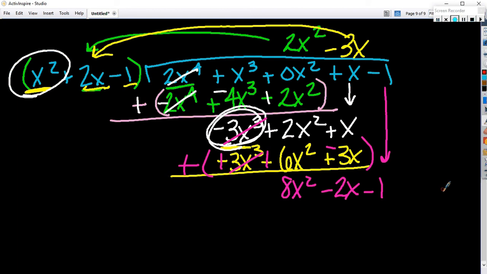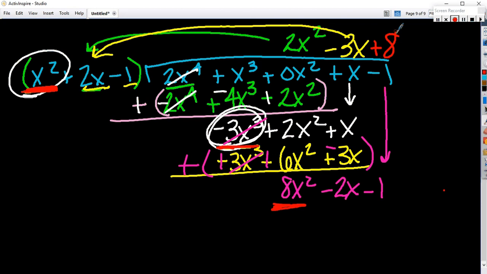Up top, you're always looking, what do you multiply x squared by to get negative 3x squared? 3x cubed, I'm sorry. Same thing, I'm fixing to do the same thing again. What do I multiply this by to get this? 8, right? Just 8. It goes in the constants column.